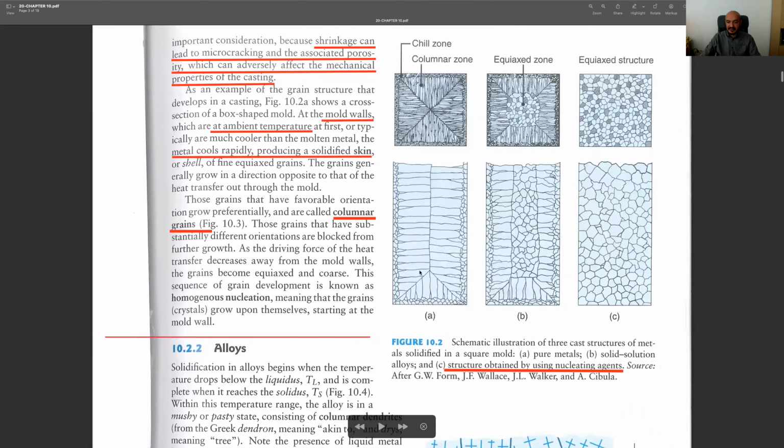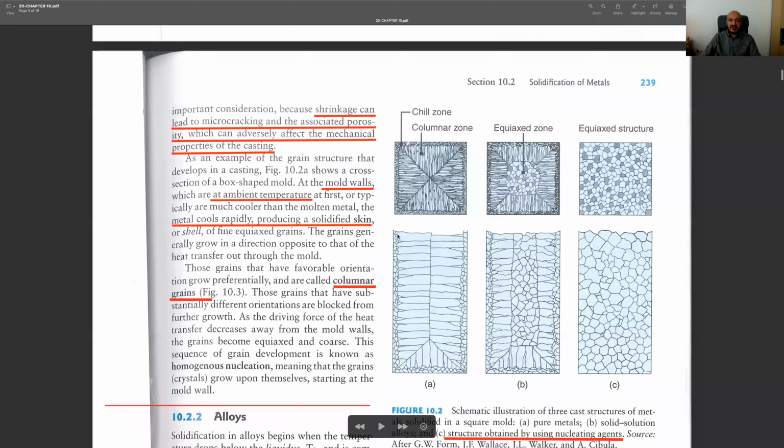And the first one, the A, is for pure metals. You can see around the walls we have little grains, and this is called a kind of skin. And as I said, the solidification starts from these walls, and it goes in this direction. As you see, after these little grains, we have some columnar grains being formed at the center of our mold. And this happens in the opposite direction to the heat transfer, since heat is being transferred from the center to the walls, and this grain formation happens in the opposite direction to the heat flow.